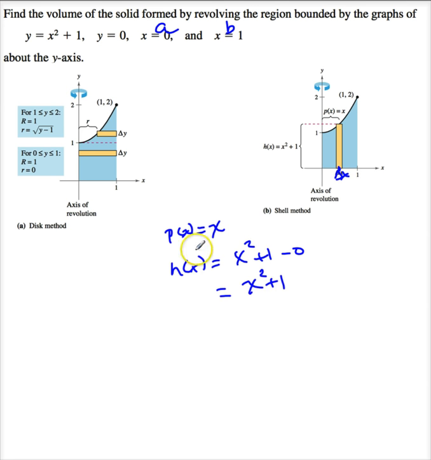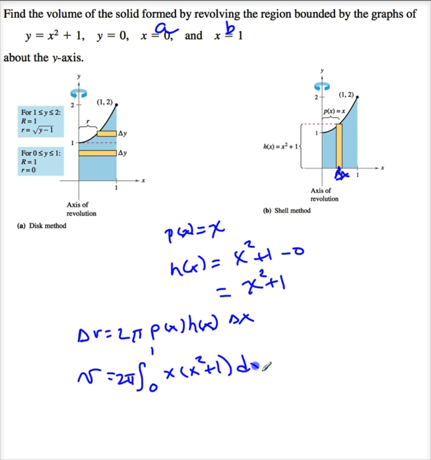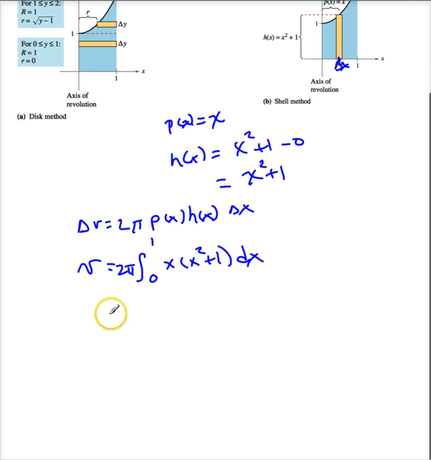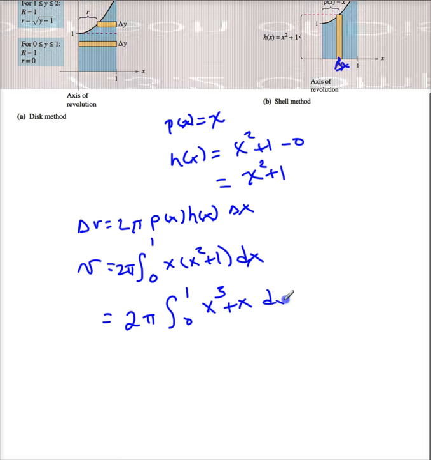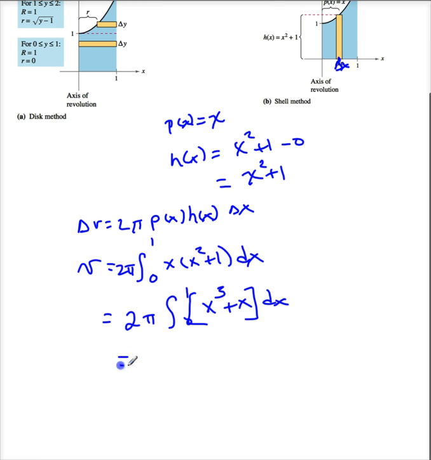I'm just doing that to show you that it doesn't always have to be just the function itself. So my incremental volume is going to be 2 pi times p of x, h of x, times delta x. So the volume itself is going to be the integral from 0 to 1, 2 pi of x times x squared plus 1 dx. All right, so this is 2 pi, the integral from 0 to 1 of x cubed plus x dx. Now this is a very straightforward integral.